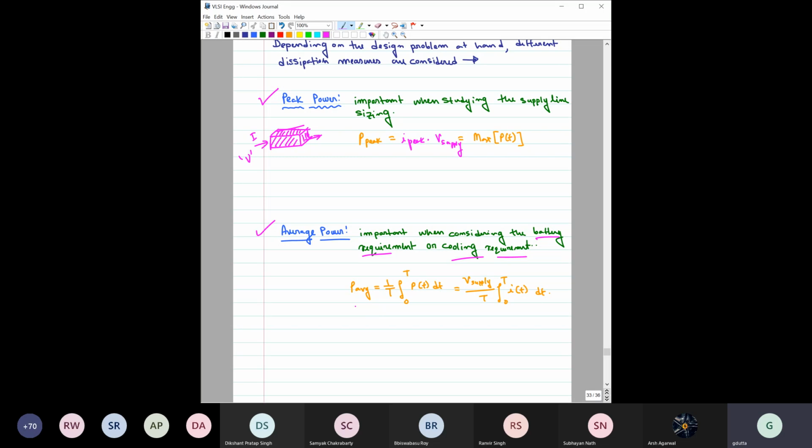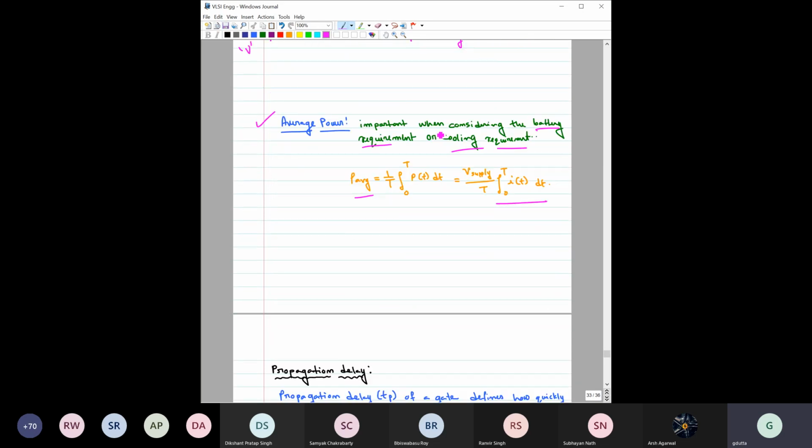And this P average is basically over a particular time frame. So 1 by T, it is basically the time average of that power requirement. So basically V supply is not changing, so it is the average of this current over this time. These are small points that you should also keep in your mind.